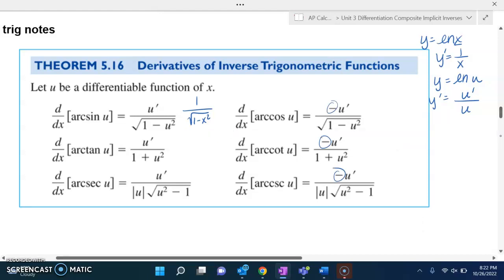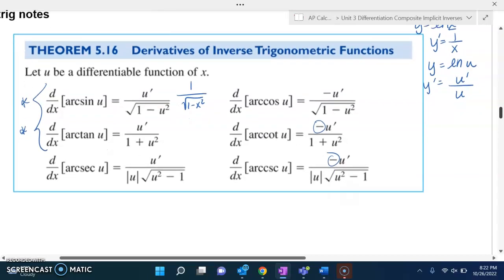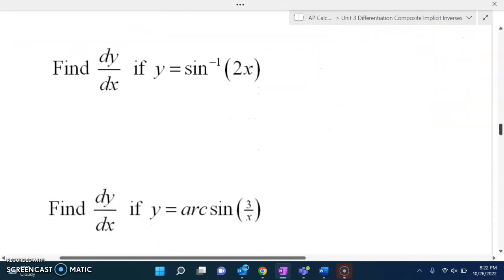Okay, now, I've got to be honest with you. The most common ones you'll see on the AP exam are arcsine and arctan. They're the ones that come up the most. Okay, arc cosine might come up here and there also, but that's not that hard to remember if you know arcsine. You just negate arcsine. Okay, but these two are the most important two over here. Okay. All right. So let's look at these in terms of some problems now. All right, so find dy dx.